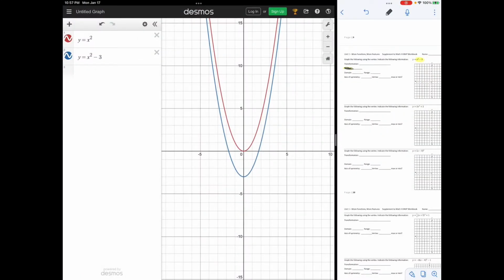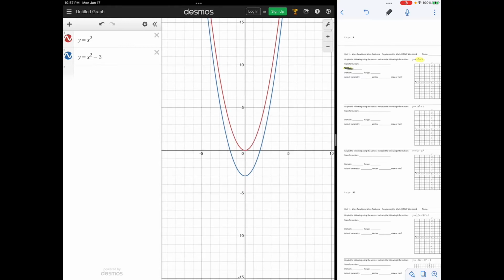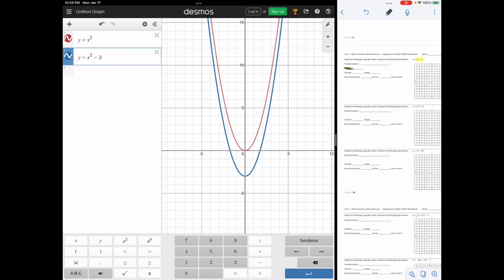So what we're asking ourselves as we do this, the red graph is our original graph. How did this graph move? Did it move left or right, up or down? You can tell that by its vertex. So how did the vertex move in this graph? We noticed that it moved down 3 units. Look at that. We had x squared minus 3. 3 is k, and so it moved down 3 units.